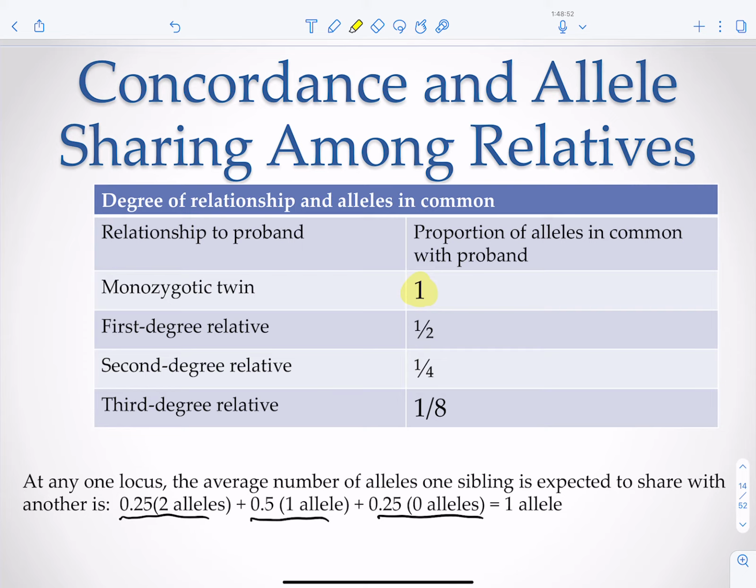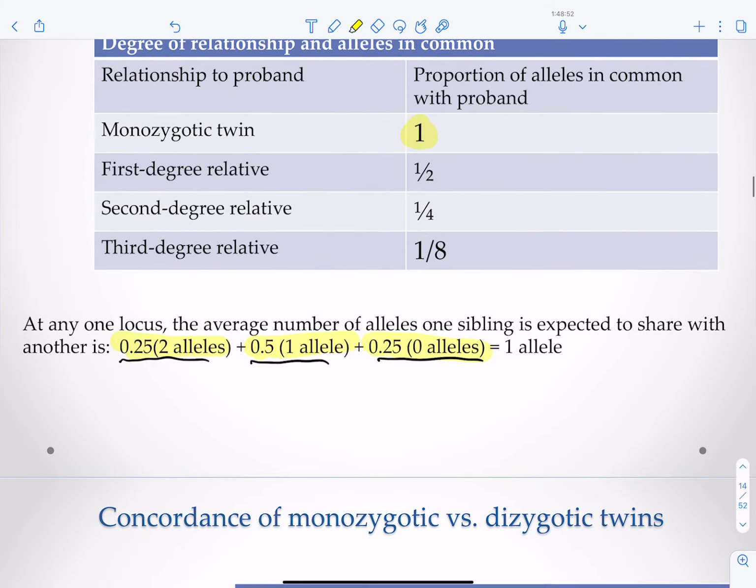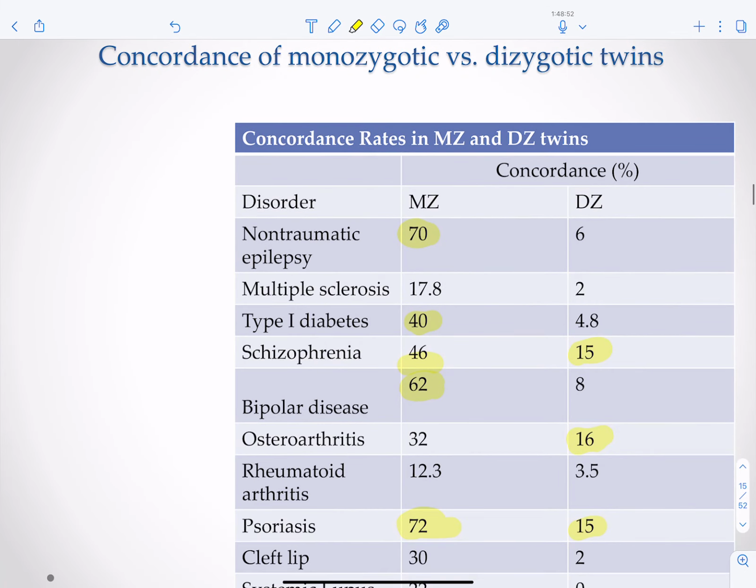And so if you have siblings, the average number of alleles that you share with your siblings is going to be 2 alleles, about 25%, 1 allele, about 50%, 0 alleles, about another 25%. And so that's the distribution of these alleles. And so this leads to concordance, the ability to measure concordance among relatives of different degrees.